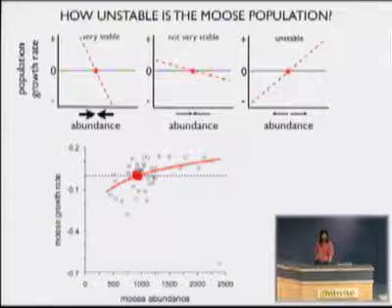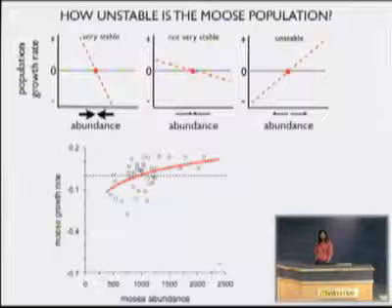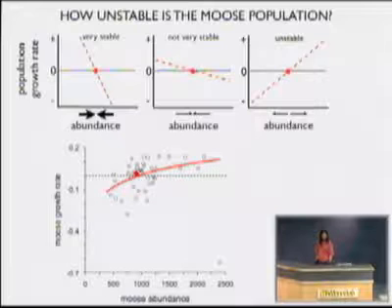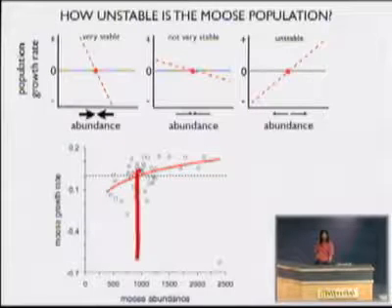We can point to the spot where abundance, right here, which is right around 1,000 animals, corresponds with the spot where the red line and the black line intersect. Remember, the black line is a zero growth rate. So this is when the moose population has a zero growth rate. It's at about 1,000 animals.